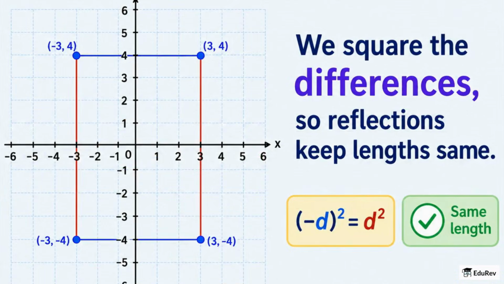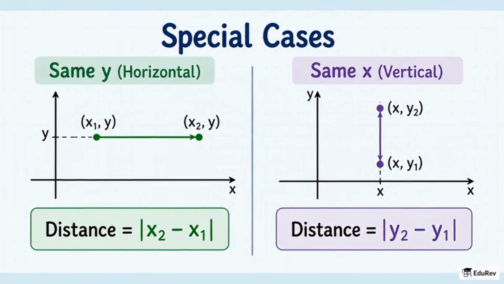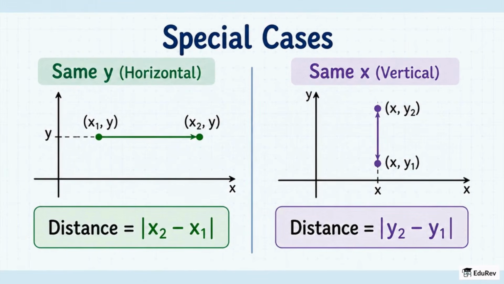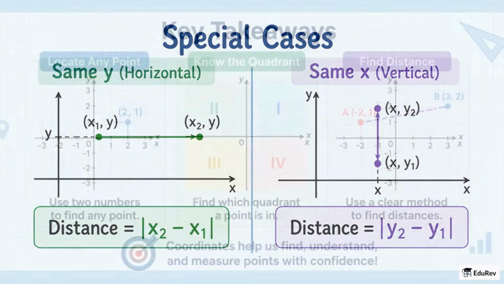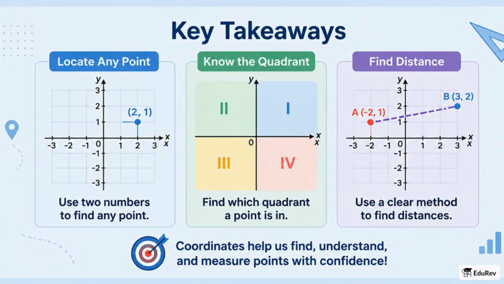This formula treats plus or minus the same way because we square the differences. So reflections keep lengths the same. Special short cases. If 2 points share the same y, distance is the absolute value of x2 minus x1. And if they share the same x, distance is the absolute value of y2 minus y1.